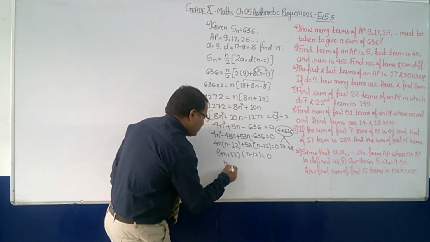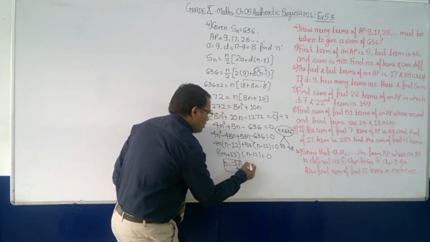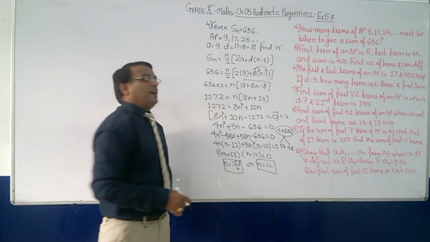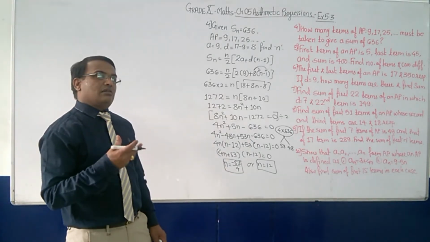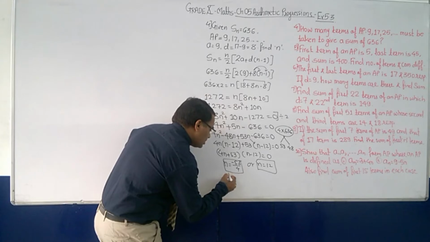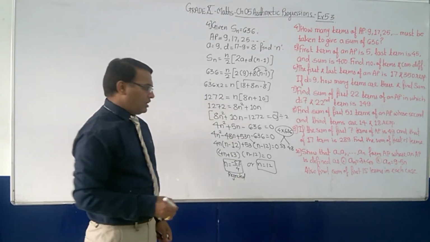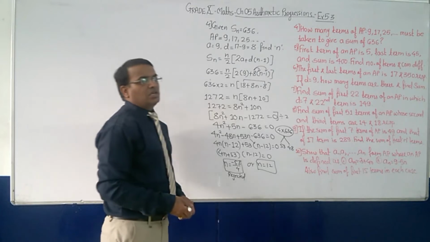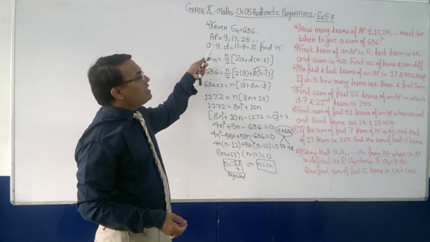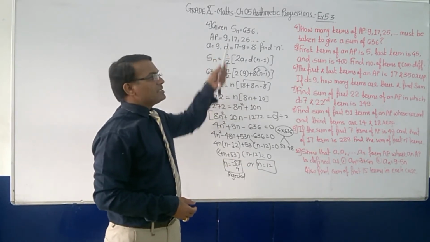If you see here, you will get n is equal to minus 53 upon 4, or n is equal to 12. Now minus 53 upon 4 will be in decimal or negative, so it is rejected because the number of terms cannot be negative. So n is equal to how much? 12. So how many terms are there in this AP? There are 12 terms. 12 terms should be taken to give the sum equal to 636.